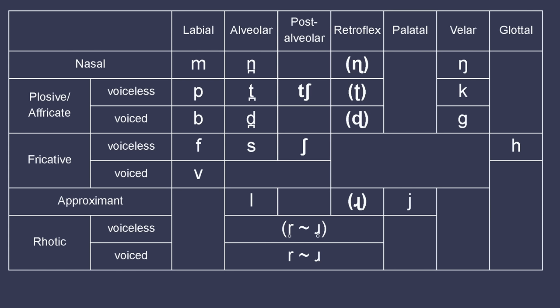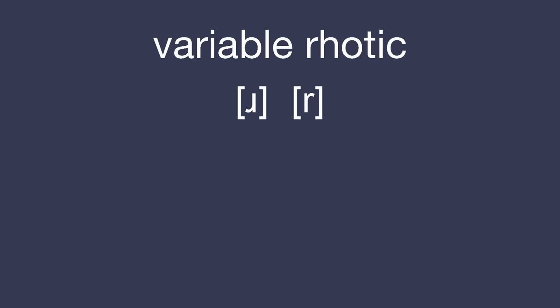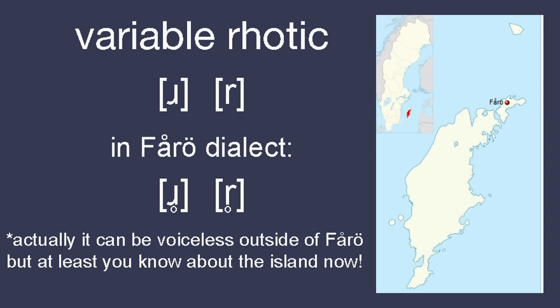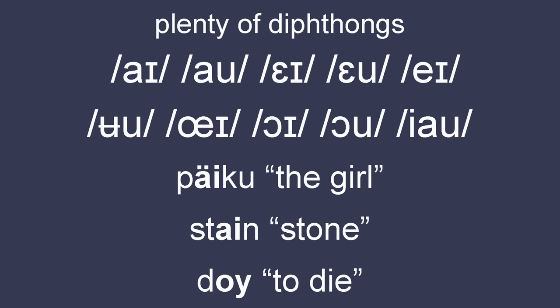Its consonant inventory is fairly typical for a North Germanic language. It has the consonants sh and ch, unlike some others, the rhotic sound has high variation, and in the Fårö dialect of Gutnish, spoken on a small island of the same name right by Gotland, the rhotic can become voiceless in some cases. It has plenty of preserved diphthongs, those being I, au, a, l, a, u, o, I, au, and even a triphthong, iau.